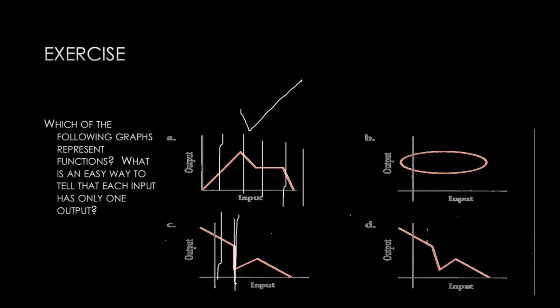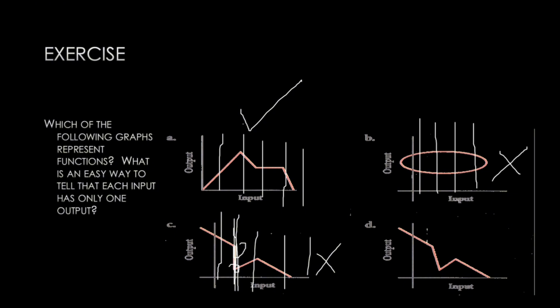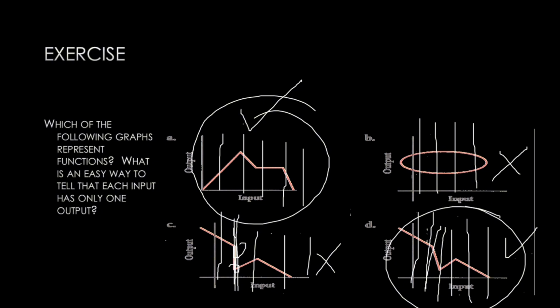Drawing a vertical line here, there are two points of intersection. It's not a function. This is not a function. This one is a curve, not a straight line. Here is a curve, and this is a function. Therefore, this graph and this one are graphs of functions.